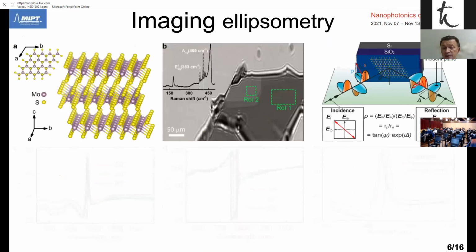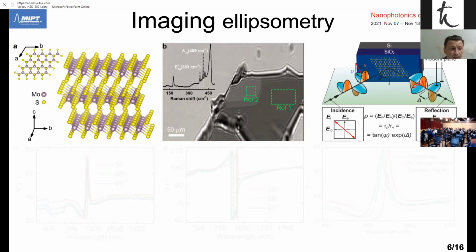All the measurements which were done here were focused on MoS2 crystal, even though, of course, all the results can easily be extended to other materials from the TMDC family. So here one can see a typical image obtained by our imaging ellipsometry. Already from here, one can see that we are simultaneously able to measure the signal from several areas of the flake, which actually improves the quality of the results.